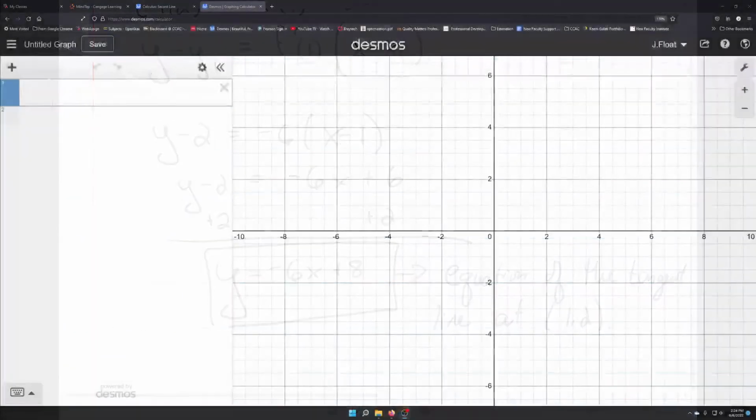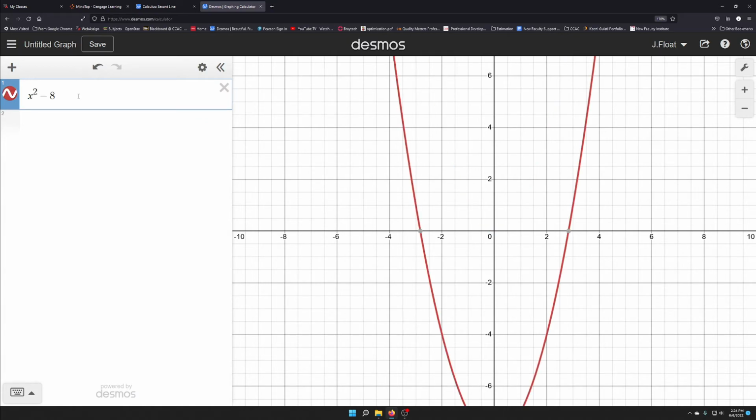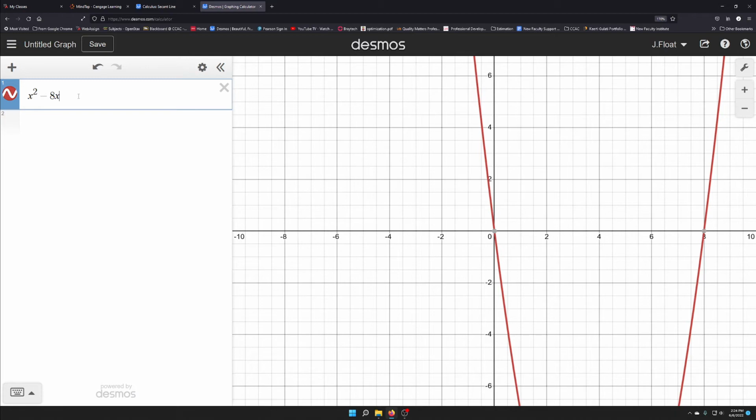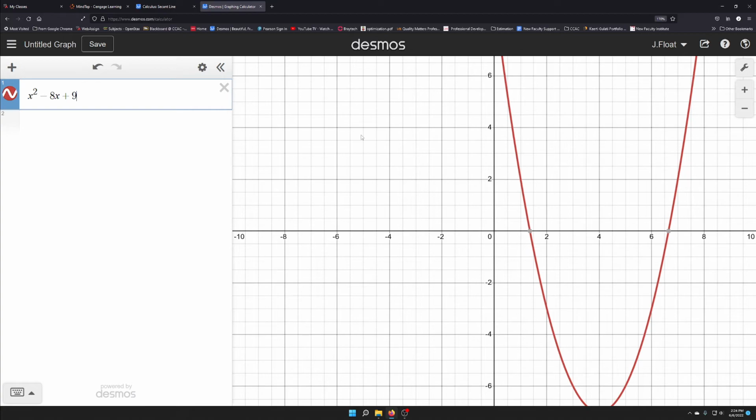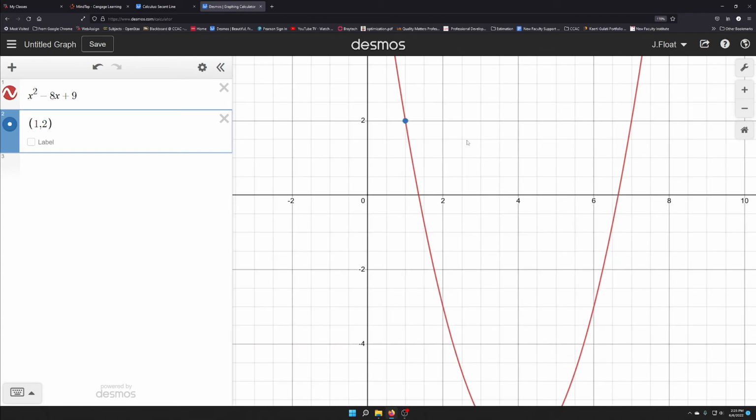Let's go back over to Desmos. Got a nice blank screen here. I'm going to type in x to the second minus 8x. I don't even remember it. Was it plus 9 or minus 9? It's plus 9. Excellent. You're probably yelling in your room right now, it's plus 9. I'd probably be doing the same thing, so don't worry. So anyways, we got x to the second minus 8x plus 9. Our point was 1 comma 2, which is clearly on the function itself.